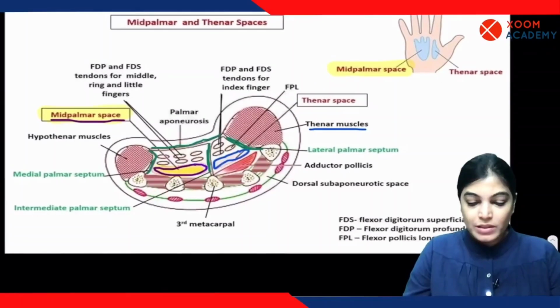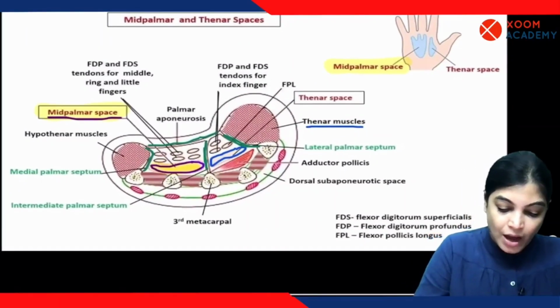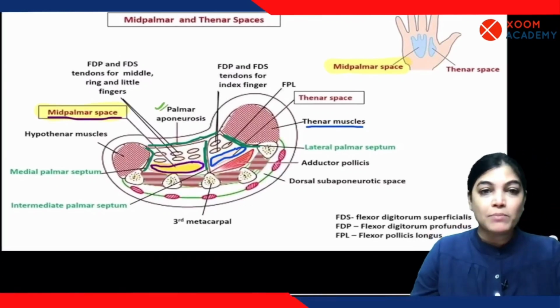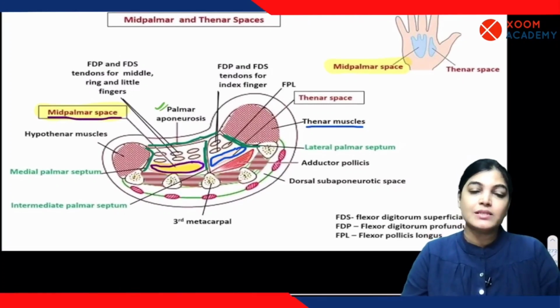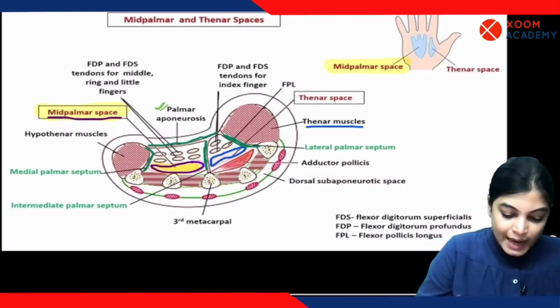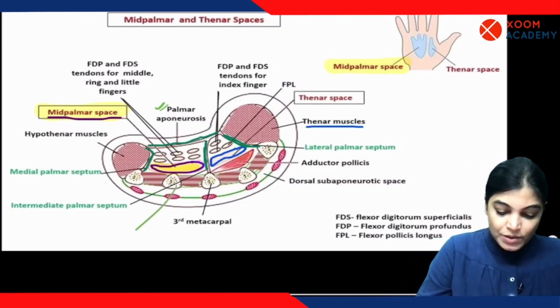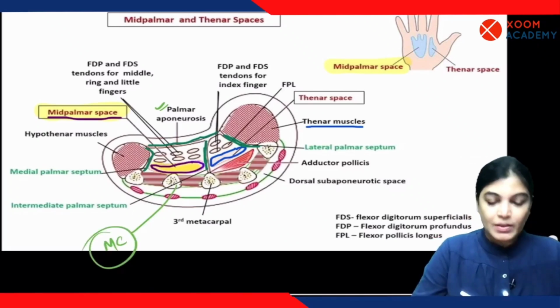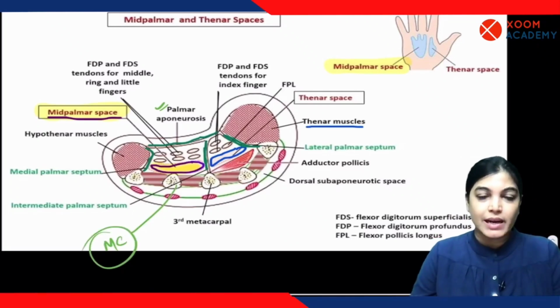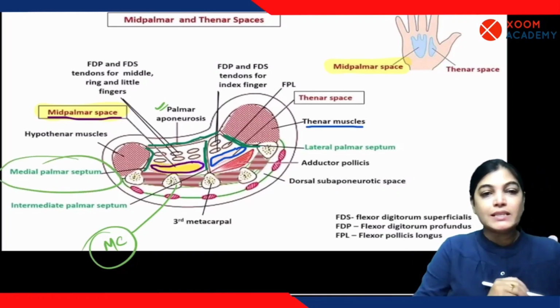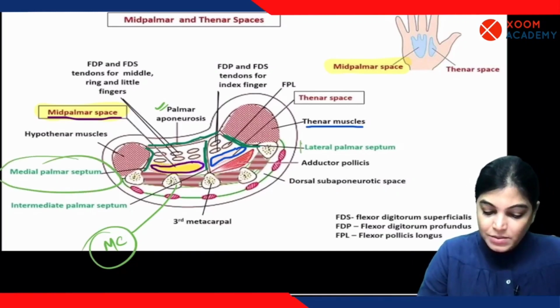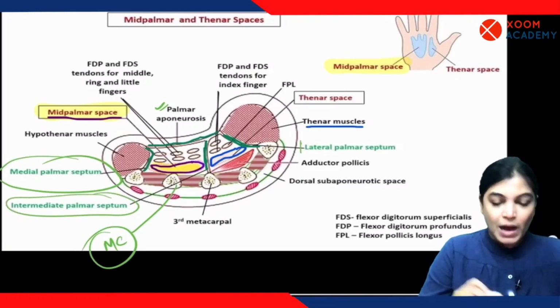If I talk about its boundaries, on the anterior aspect it has the palmar aponeurosis, the digital nerves and vessels, and the superficial palmar arch in the medial aspect. On the dorsal or posterior wall, it has the metacarpal bones and the interossei muscles attached to them. On the medial aspect, it has the medial intermuscular septum. On the lateral aspect, it has the intermediate palmar septum.